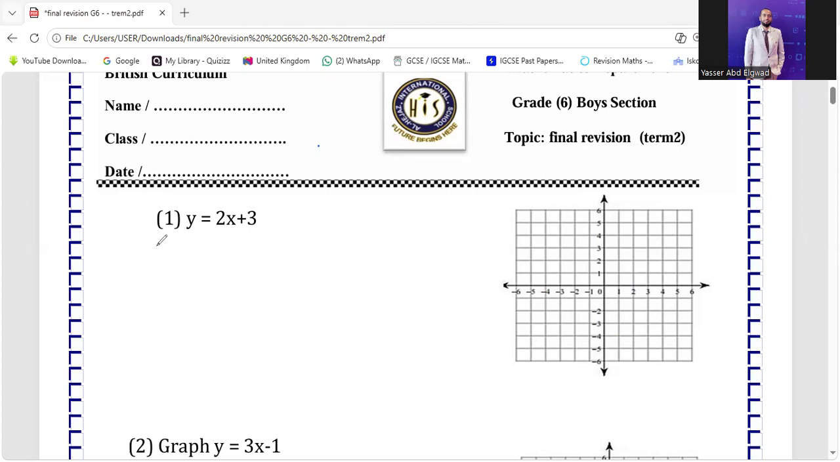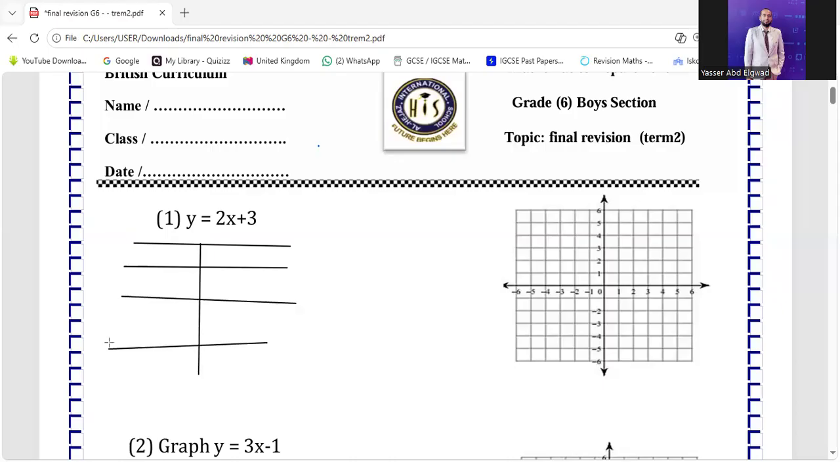We can make a table like this, with the value for x and the value for y. You put any number as you like, x1, x2 as you like. 3 points at least, as you said before. Here is x and here is y.